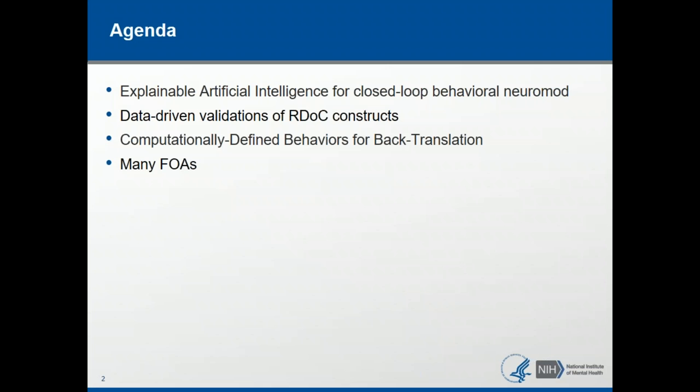I want to talk to you about three ideas that are circulating right now in my program. These can be seen as funding opportunities for scientists in this area, or as a general interest in this field. One is expanding artificial intelligence, particularly causal methods applied close to behavioral neural modulation, because we're interested in causality and mechanisms. Then there is the data-driven validation of an alternative to the DSM for diagnostic classification of patients, the RDoC system. And then there is something new that we are calling computationally defined behaviors for back translation.